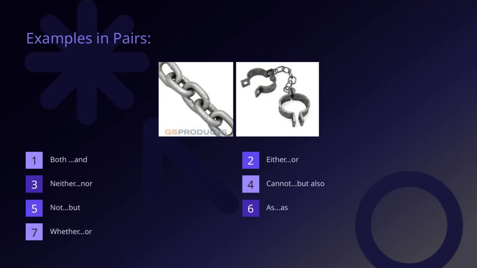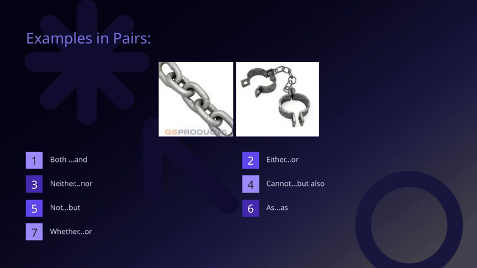First up, we have as...as, which is used to compare equality between two things. For example, she is as tall as her brother. It helps us highlight similarities. Next, there's not only...but also, which emphasizes an additional point. For instance, I cannot attend the meeting but also need to prepare for the presentation. It shows a restriction but also highlights another action.